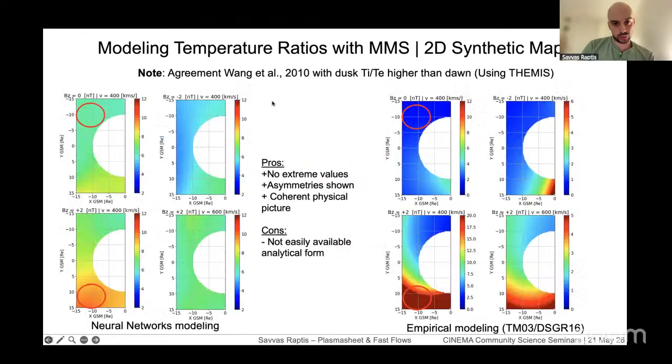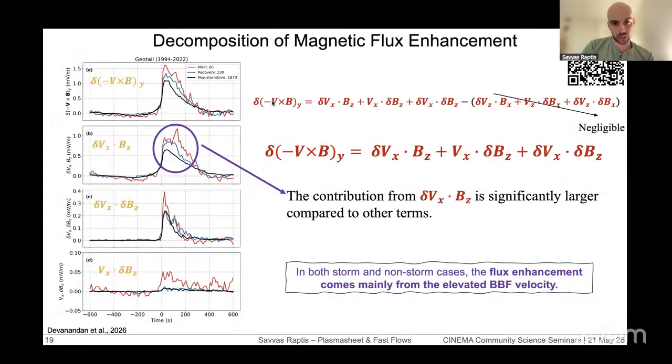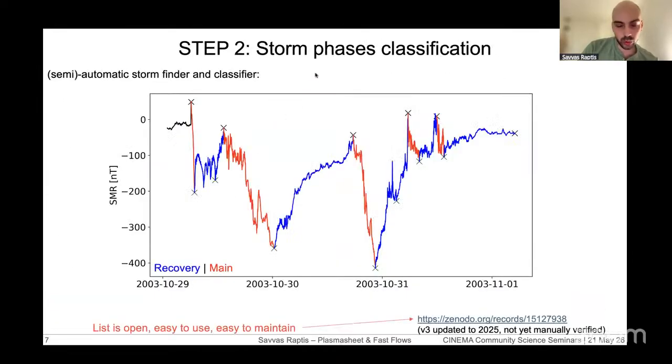Yes, let me try to go back. I'll have to remember a bit. I have to admit it's been a while, but what we basically did was that we required that a storm has to have a minus 50 nanotesla. So any kind of depletion of SMR less than that was embedded within what we call a quiet time.